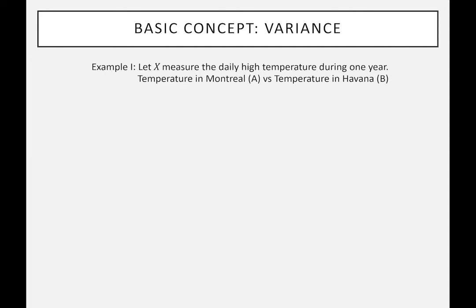So if we look at the average temperature in these 2 cities, on average, where is it going to be hotter? Now, keep in mind, we're looking at the entire year, 365 days. Well, clearly, on average, the average temperature in Havana is going to be greater than in Montreal. Fine. But what about the spread of the temperatures? By this, I mean how the temperatures vary and change.